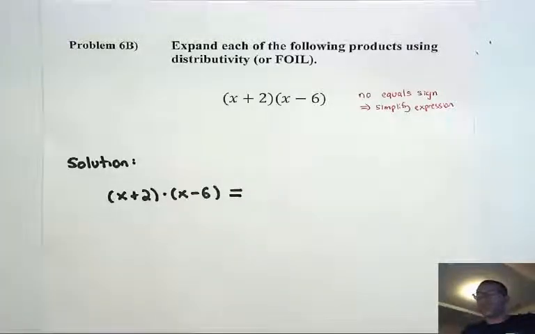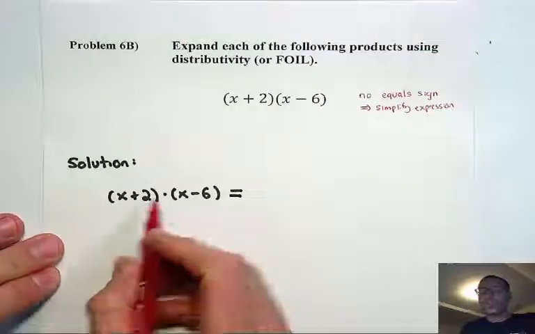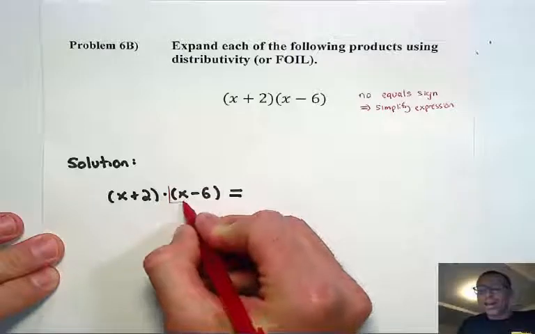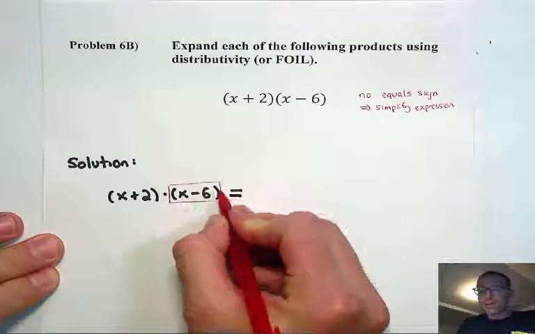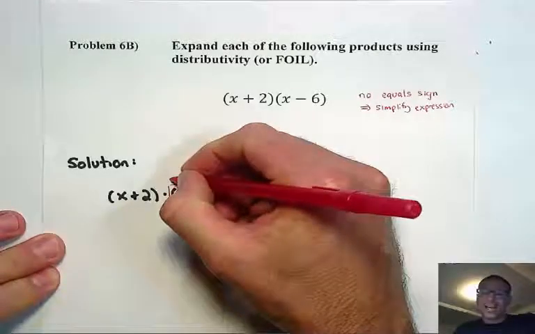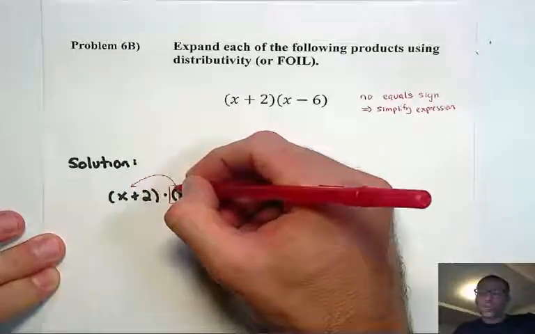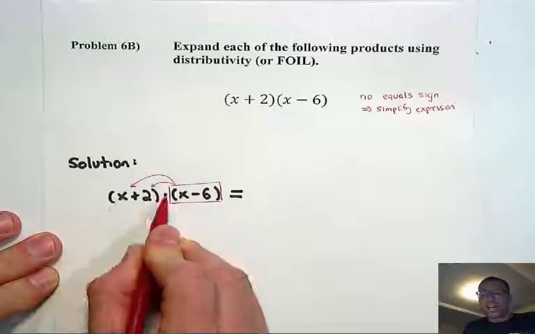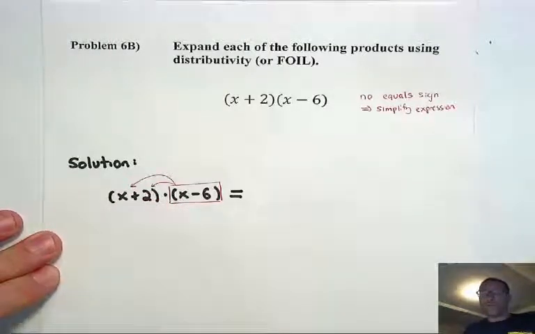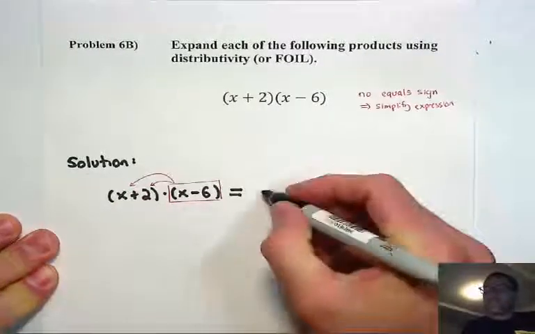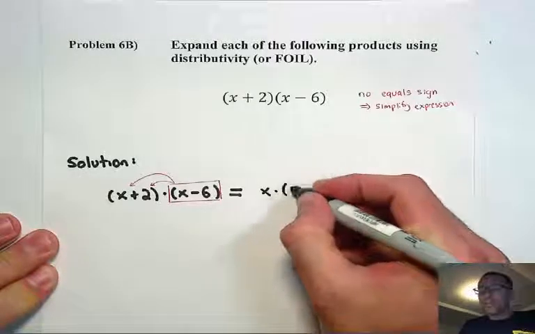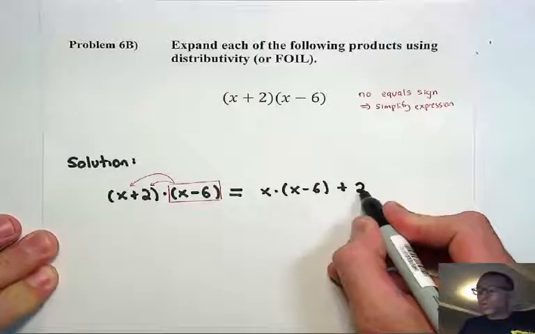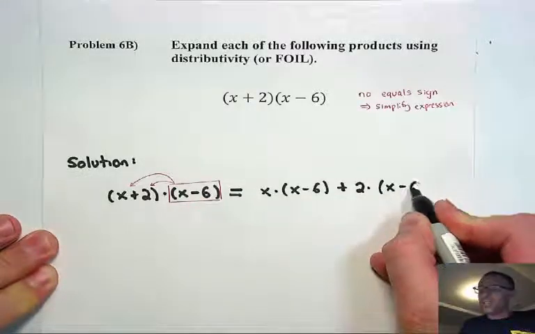In this case, we might decide to do the right distributivity first, where we look at this as a unit and we pass that unit out through the addition. In other words, we're going to take that multiplication, give 1 to x, take that multiplication, give 1 to 2. This yields the product x times x minus 6 plus 2 times x minus 6.